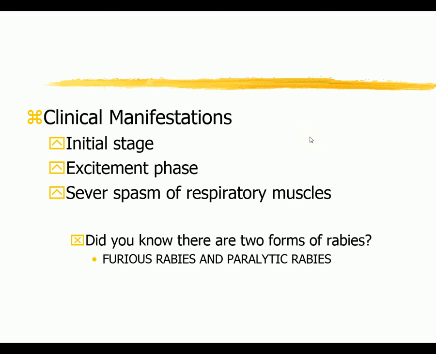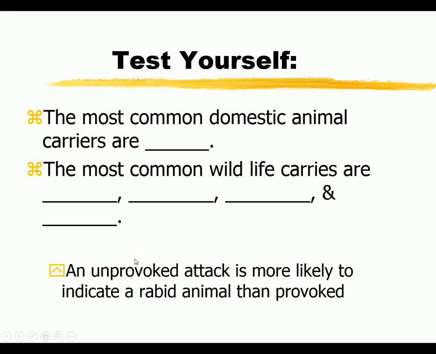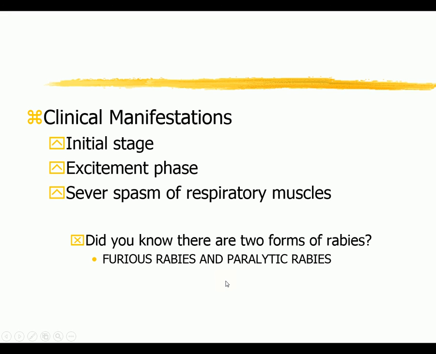An unprovoked attack, again, is more likely to indicate a rabid animal than a provoked one. Okay. Clinical manifestations that we'll be talking about are the initial stage, the excitement phase, and then severe spasms of the respiratory muscles. There's two types: furious rabies and paralytic rabies. Furious rabies is the type that we think about when we see Cujo, the foaming of the mouth. And the paralytic is the type that does just that, causes paralysis.